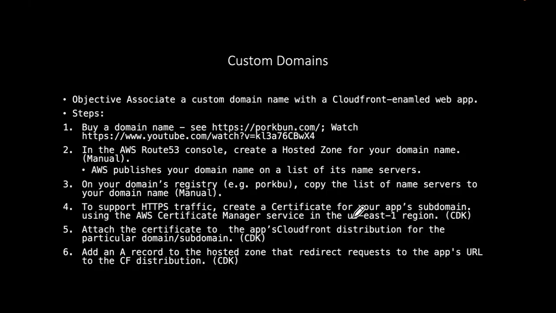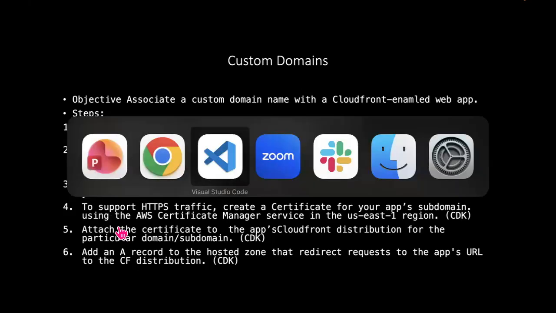But I'm going to have a separate stack that's going to be deployed to US East 1, and all that other stack is going to do is ask the AWS Certificate Manager to generate a certificate for my subdomain. And I will then retrieve that certificate reference from that stack and use it in my EU West 1 stack. Okay, so the last part then, let's maybe start looking at some code now.